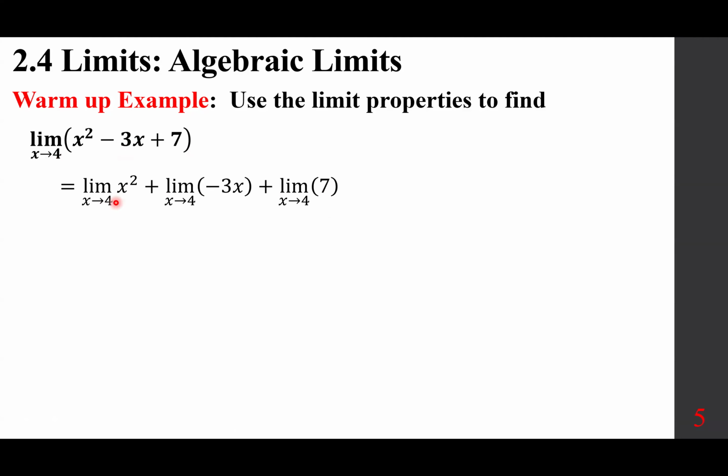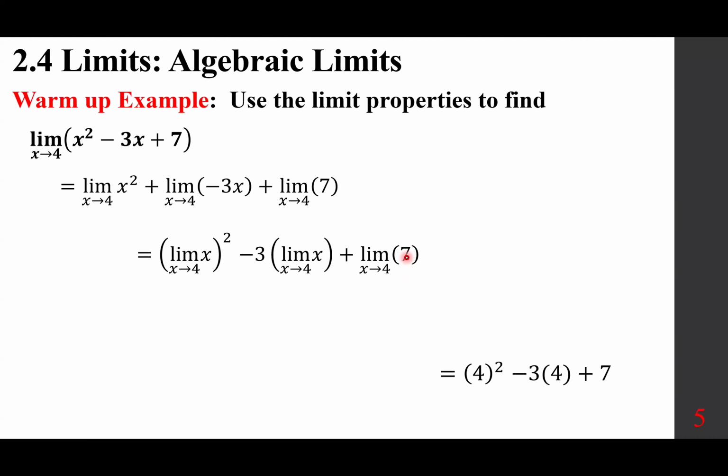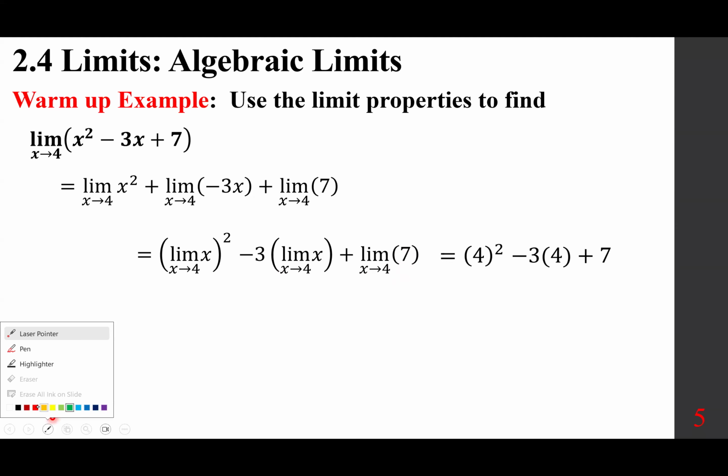This one becomes limit of x as x approaches 4 to the power of 2. This one, negative 3, comes out. Now this is ready to be replaced by 4. This is ready to be replaced by 4. And this is a constant. It doesn't matter if x approaches 4 or any other number because it's a constant. The answer is 7. And so 16 minus 12 is 4 plus 7 is 11.